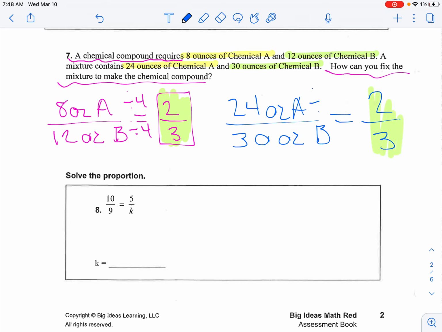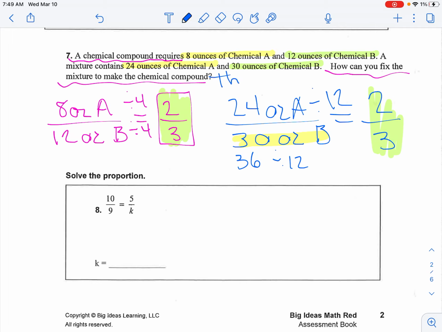So if I divide 24 by 12, I get 2. So what number divided by 12 is 3? 36 divided by 12 equals 3. Oh, so if this person only used 30 ounces of chemical B, they would have to add 6 more ounces of chemical B to fix their mixture.